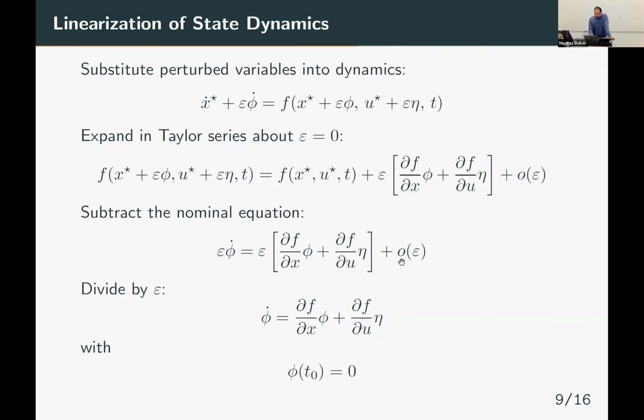Divide by epsilon both sides, and let epsilon go to 0. You will end up with epsilon going away from here, and for a sufficiently small epsilon, order of epsilon over epsilon is equal to 0. This is why that term will vanish. Okay, so we'll end up with this one here.